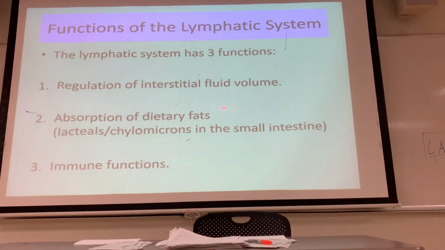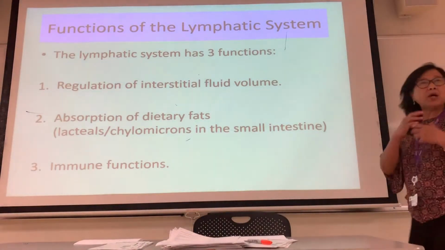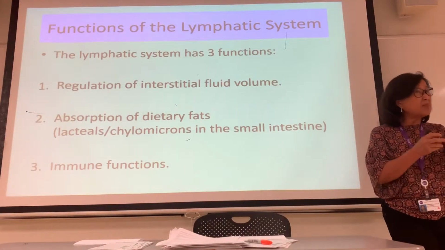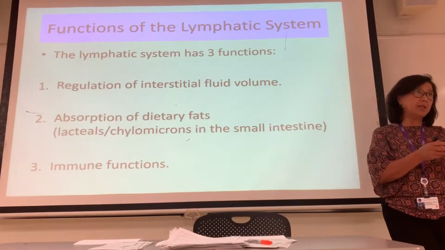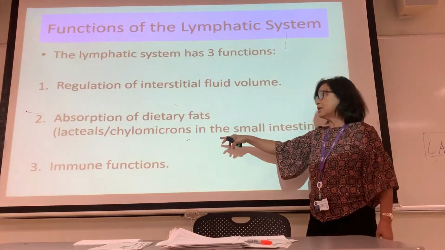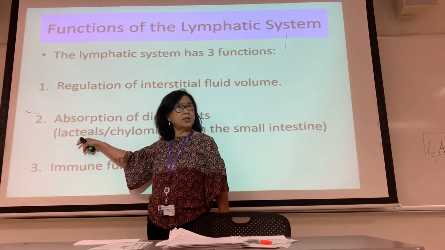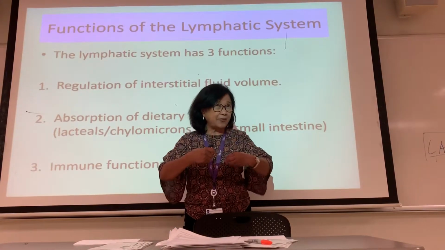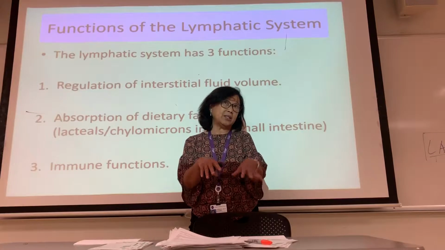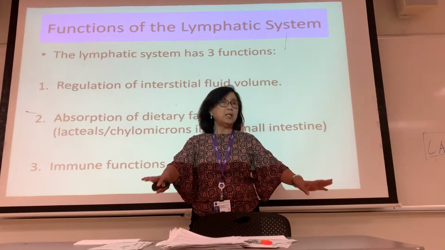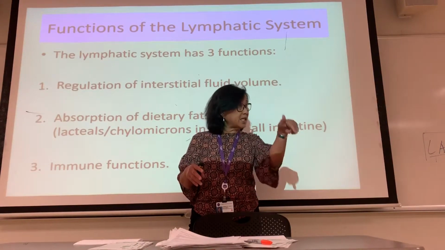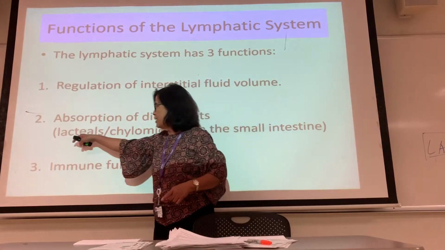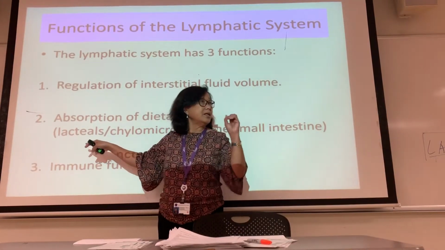Okay. And then you have absorption of dietary fat. So these lacteals or chylomicrons are products of digestion of fats. These are big molecules. They cannot pass through capillaries, okay? So they don't go directly to the bloodstream. Instead, they go into the lacteals. You call them lacteals. They're found in the small intestine. When you eat fat, it goes to your small intestine. The small intestine absorbs the food, your proteins, your amino acids, your glucose, but the fat does not go to the bloodstream. It goes to these special lacteals, and then the fat goes there.